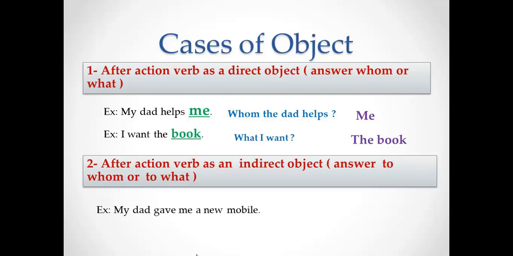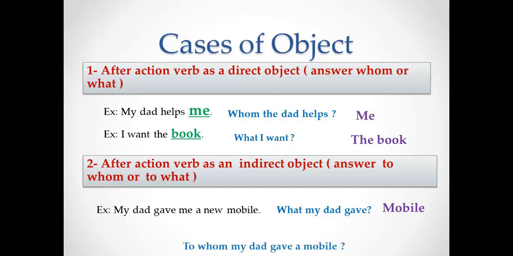Look at the example. My dad gave me a new mobile. You ask yourself, number one, what did my dad give? A mobile. As we mentioned before, what is going to be the direct object. Okay, mobile, the direct one. Then you ask yourself, to whom did my dad give the mobile? Me. So the first one is the direct object, and the second one is the indirect one. Okay? So direct answers whom and what, but indirect answers to whom or to what.